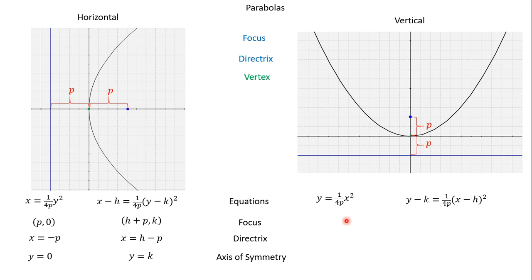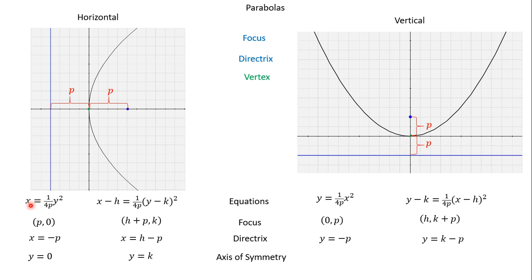The focus, now instead of moving in the x direction, we're going to move in the y direction. So if we start out at (0, 0) and go up p, we're going to be at (0, p). If we start at (h, k) and go up p, we're going to be at (h, k plus p). The directrix, we have to go down, so we'll be at negative p, or k minus p, and this is a horizontal line, so it's y equals negative p, or y equals k minus p.